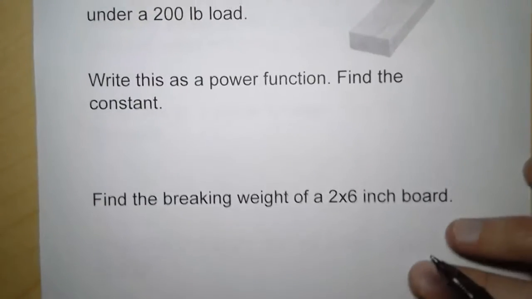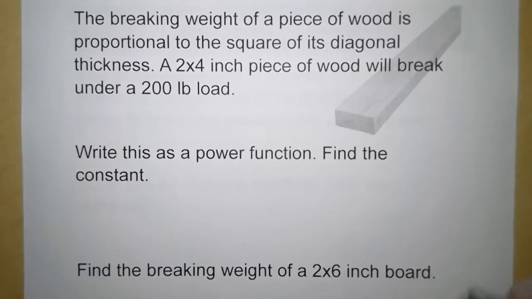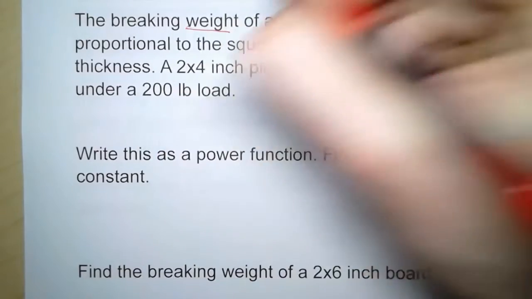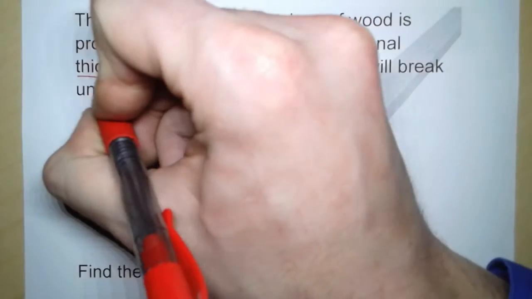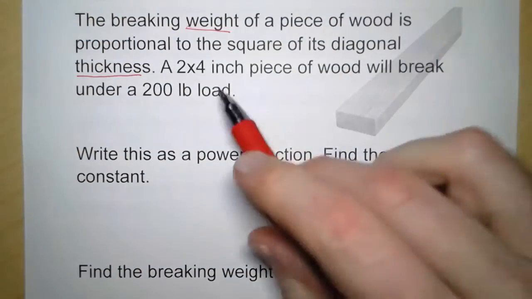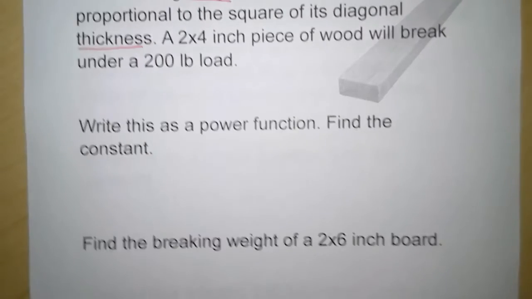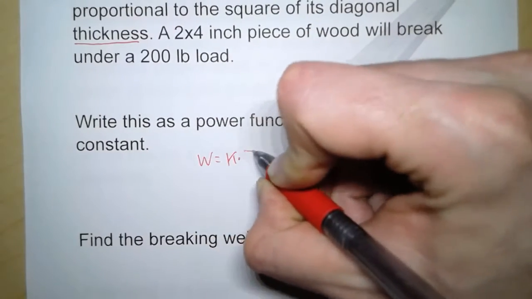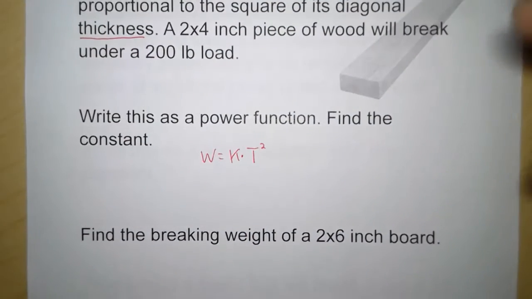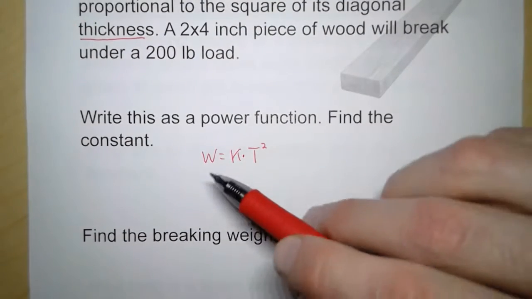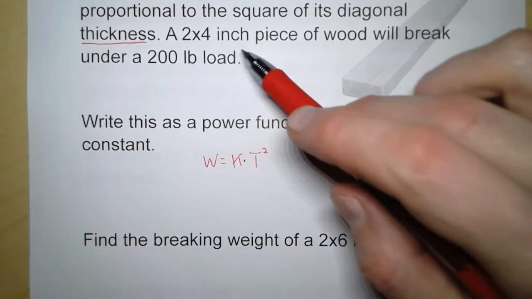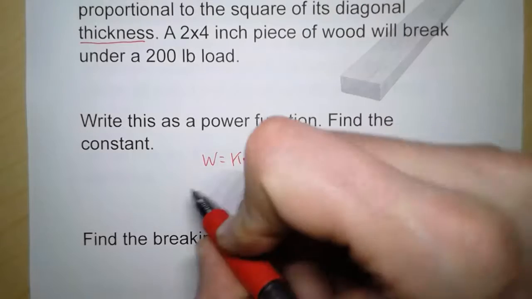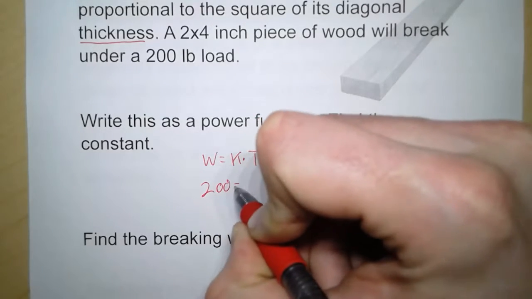Now the next one, we're talking about a piece of wood. And what we're relating is the breaking weight with its thickness. And it says it's proportional to the square of its thickness. So W equals K times T squared. Now we want to find the constant. In order to find the constant, we need this piece of information. It says a 2x4 inch piece of wood will break under a 200-pound load. So 200 goes in for W.